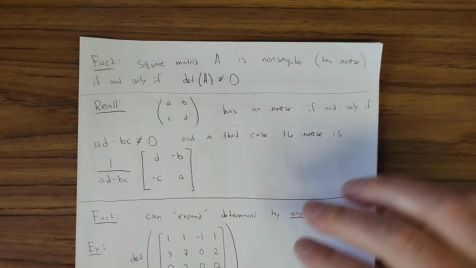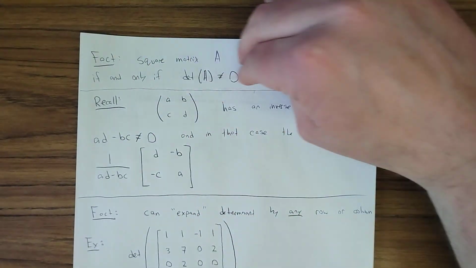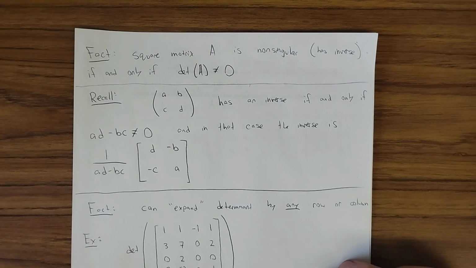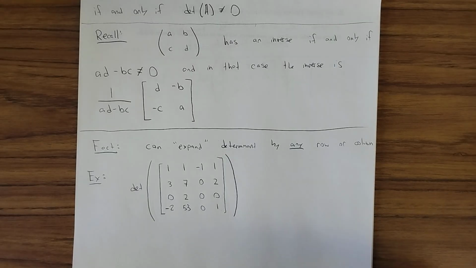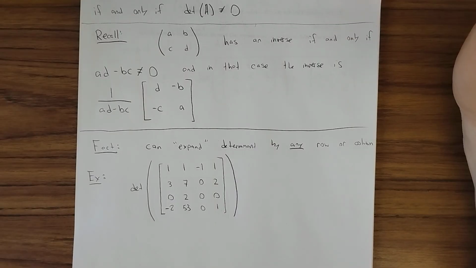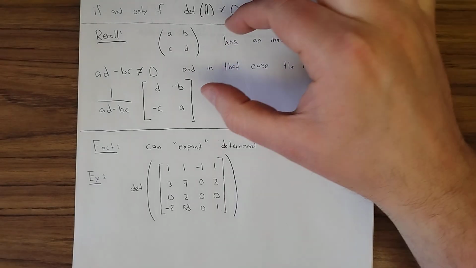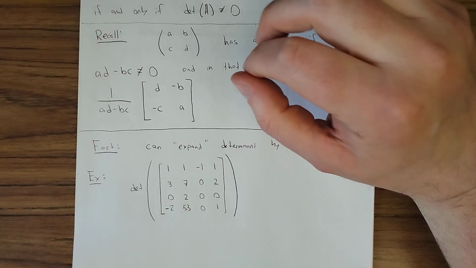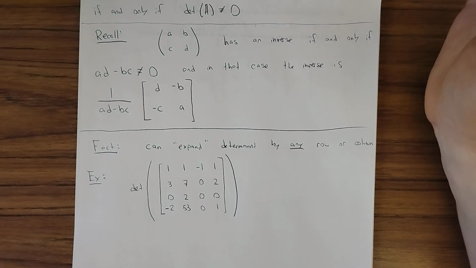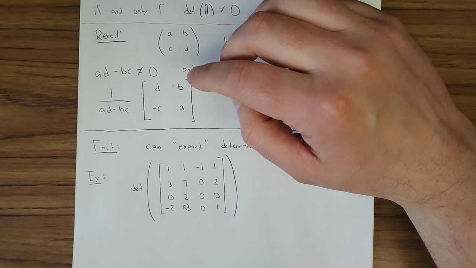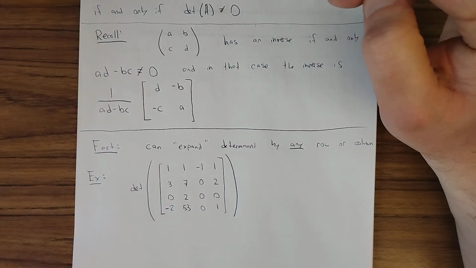So in other words, this is just the 2 by 2 case of the fact that I just stated, but this fact is true in general. In the 2 by 2 case, I actually gave you a formula for the inverse, and I'm not going to go into detail here, but when you're doing n by n and n is larger than 2, there's also a formula for the inverse in terms of determinants.